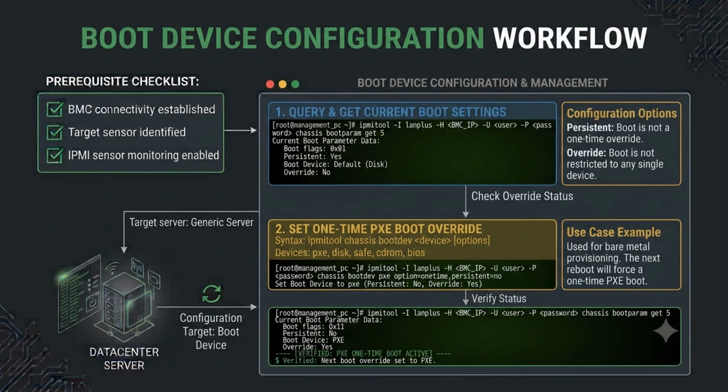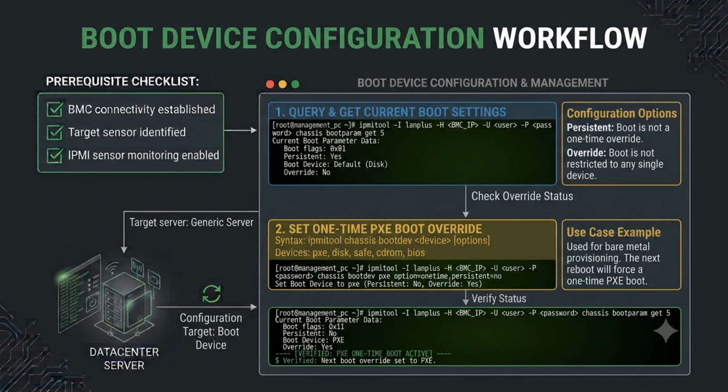Type ipmitool chassis bootparam get. This shows the current boot setting. You can combine boot commands with power on. First set boot dev PXE. Then type ipmitool power on. The server boots from the network. PXE provisioning starts automatically. This is how you provision 100 servers without touching them.